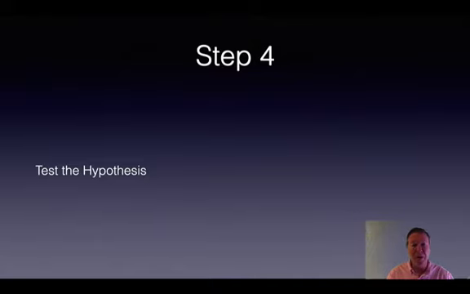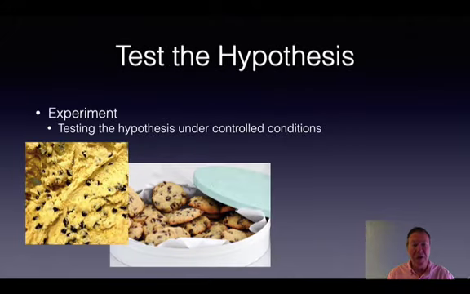So step 4 is test that hypothesis. All right. This is the part, by the way, that a lot of students seem to have issues with. There's a lot of parts to this. We're going to do an experiment. I'm going to test my hypothesis under a controlled condition. It's a controlled experiment. So I've got a batter over here with a lot of butter, and my hope is that I come up with some better cookies. That's what I'm looking for.